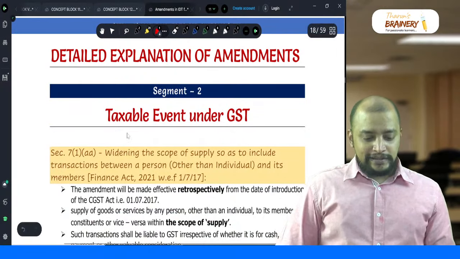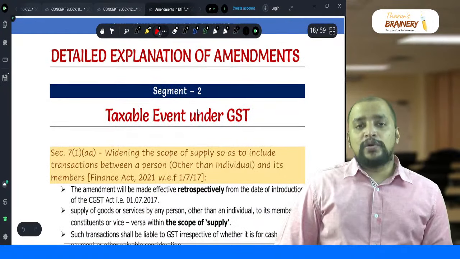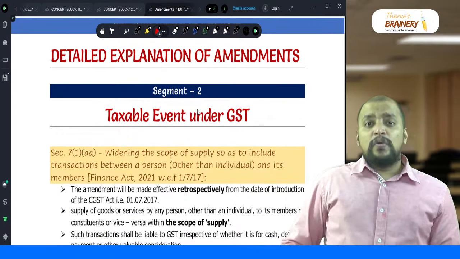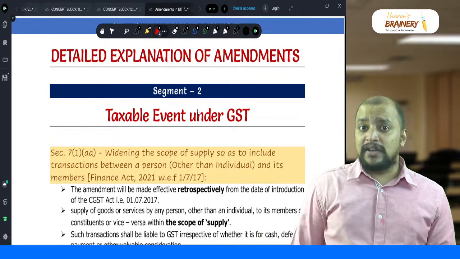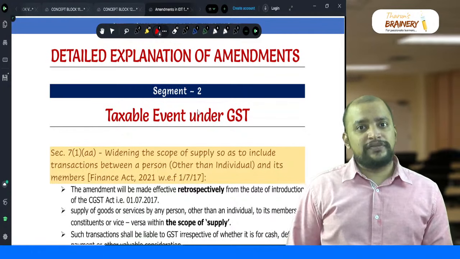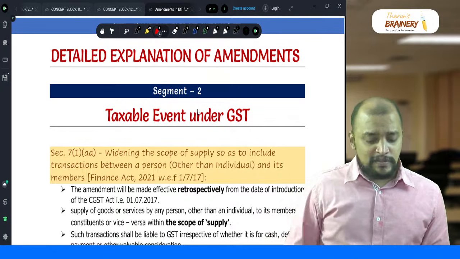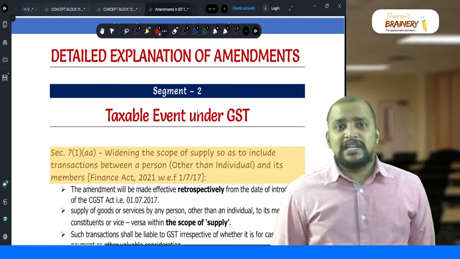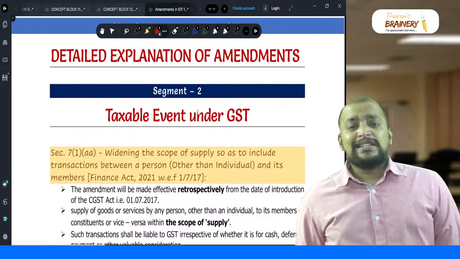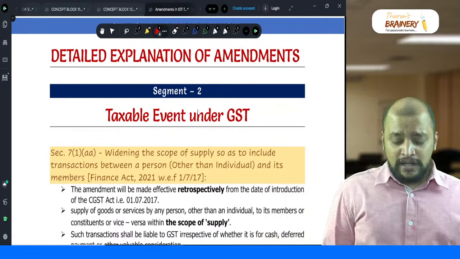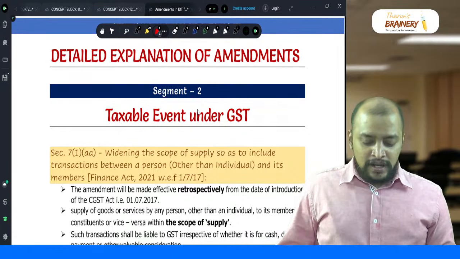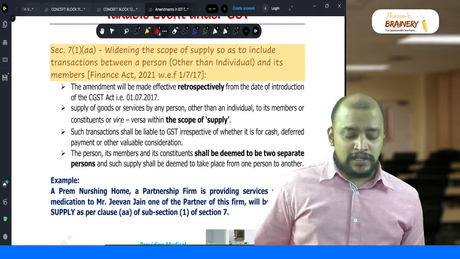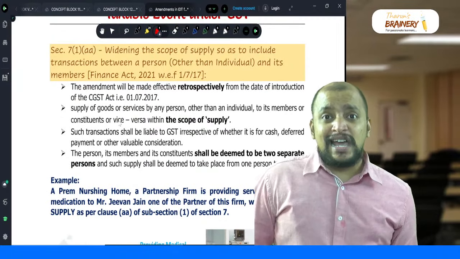Okay, welcome back. So have a look into this detailed explanation of the amendments. Whatever we have seen so far is the revision, a quick summary of the amendments. Now, the first amendment is related to Segment 2, taxable event under GST, Section 7(1)(aa), widening the scope of supply so as to include the transactions between a person other than individual.